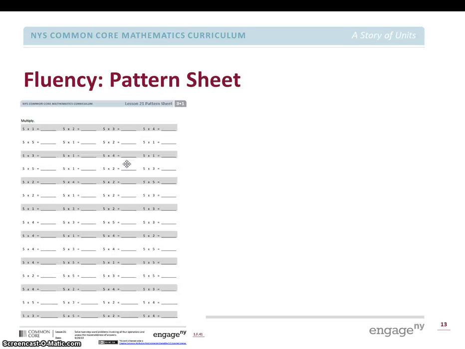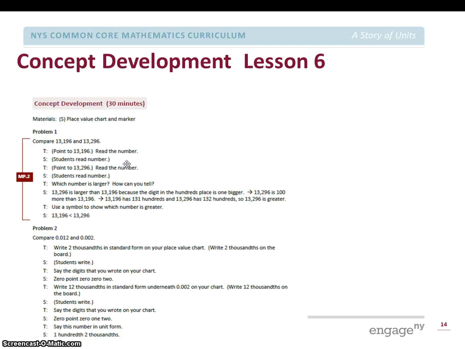There's also pattern sheets that are not sprints. They usually follow a pattern of some multiplication fact that you're reinforcing. The concept development is also presented as a script. Now keep in mind the script is not something you want to read to the students. I like to think of it as a video. I'm watching how a teacher taught this lesson. That's going to give me pointers and ideas, but it's not going to be something I follow to a T.